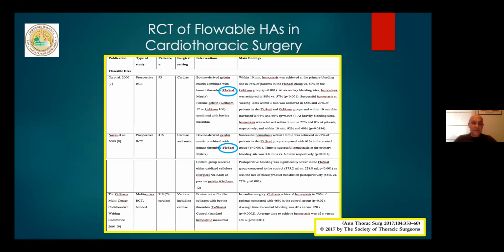Flowable agents, as I said, combine mechanical and active agents and work by promoting thrombus production at the bleeding site. Flowable agents can be divided into bovine collagen combined with human pooled plasma thrombin, and animal source gelatin combined with recombinant human thrombin.